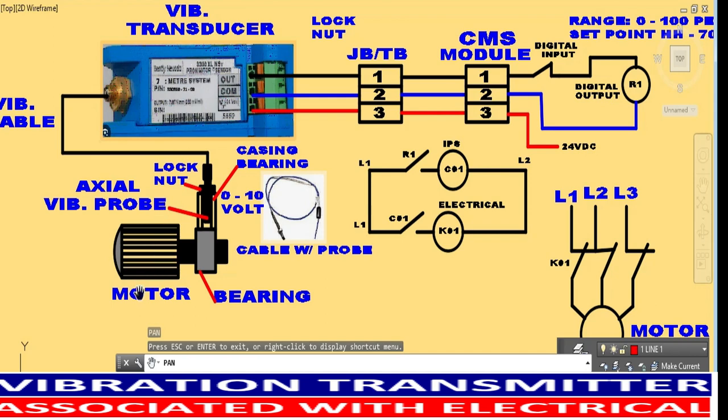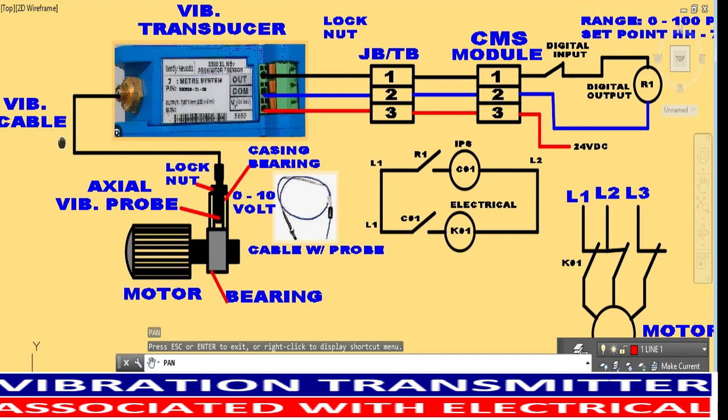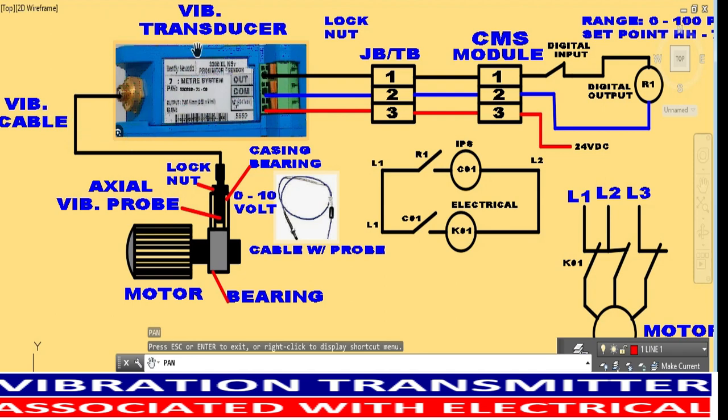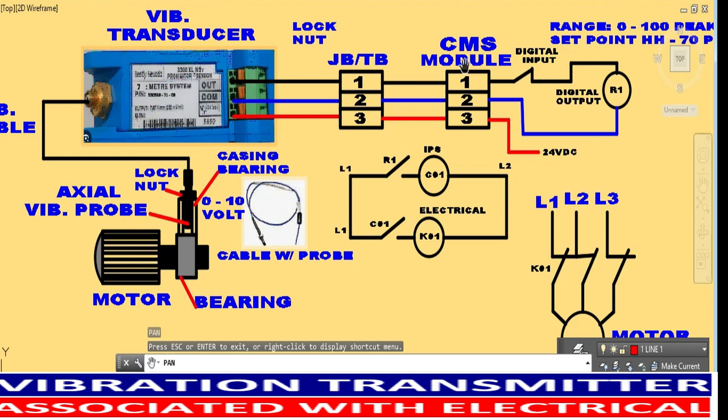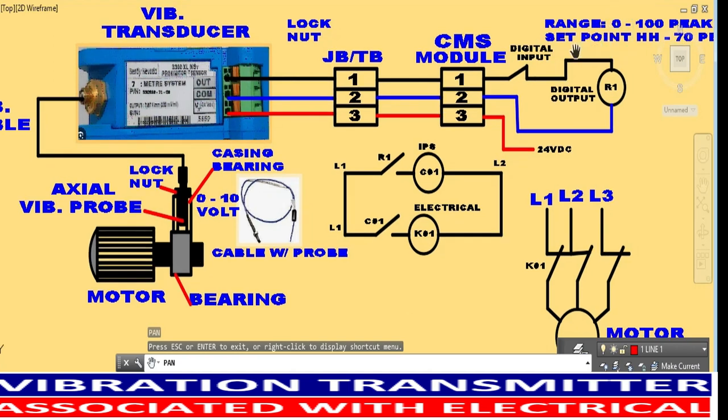Aside from the motor, there is a bearing. This is the bearing, and this is the axial vibration probe with this device, and this is the casing of the vibration probe. Here is the vibration cable, and this is the vibration transducer, and this is the junction box or terminal block, and this is the CMS module, or condition monitoring system. And we have here the range of the vibration transmitter and the trip set point.